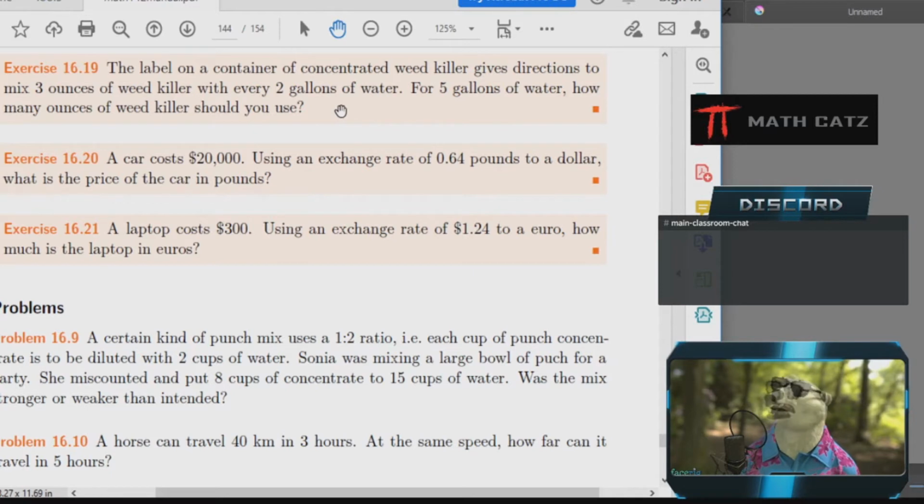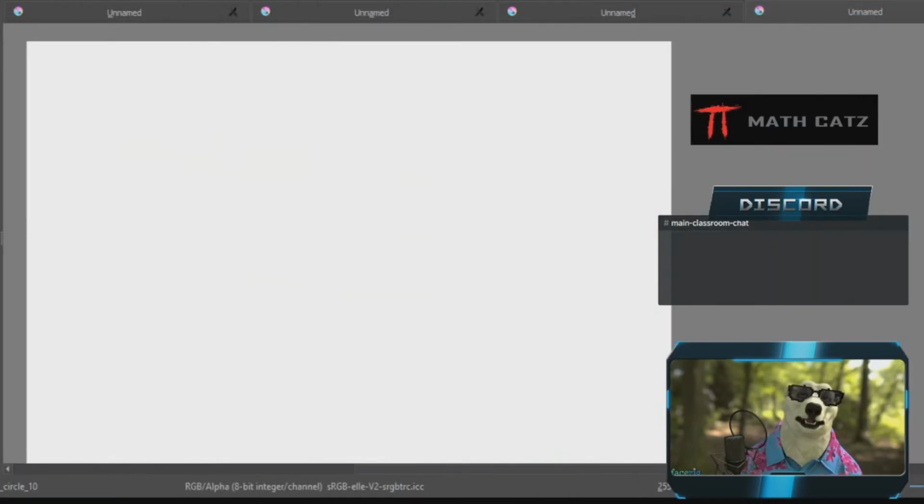The label on a container of concentrated weed killer gives directions to mix 3 ounces of weed killer with every 2 gallons of water. That's my reference pair. For 5 gallons of water, how many ounces of weed killer should you have? Again, great. If you have a good number sense for ratios, that is a really good skill to have. And you'll develop this skill by initially writing everything out.